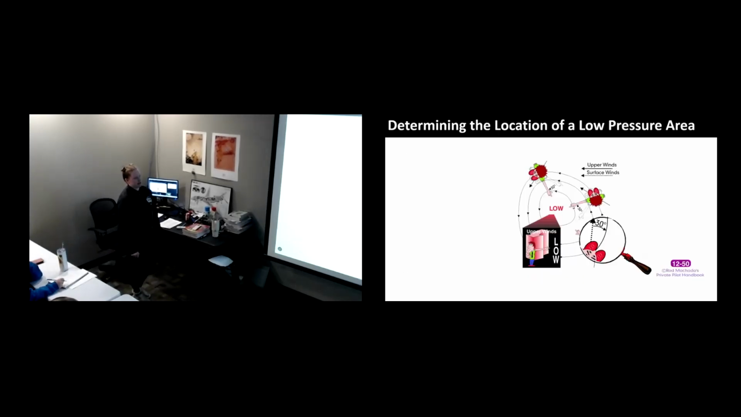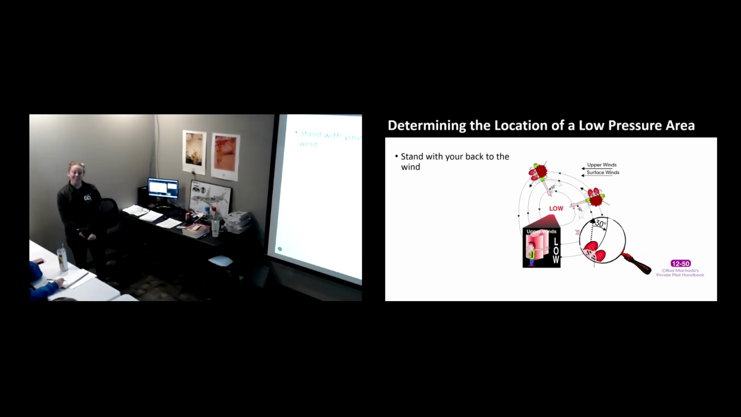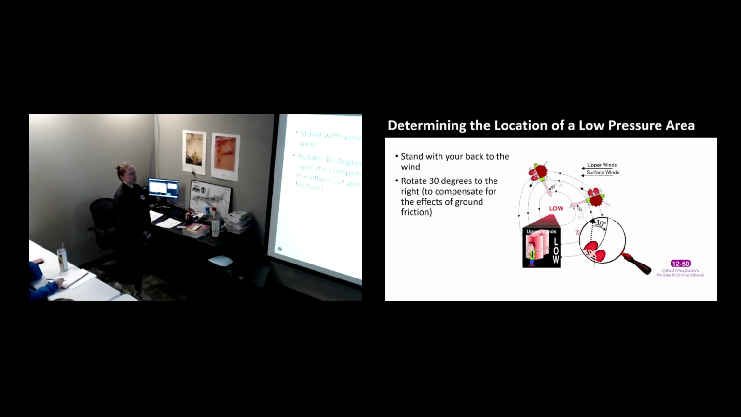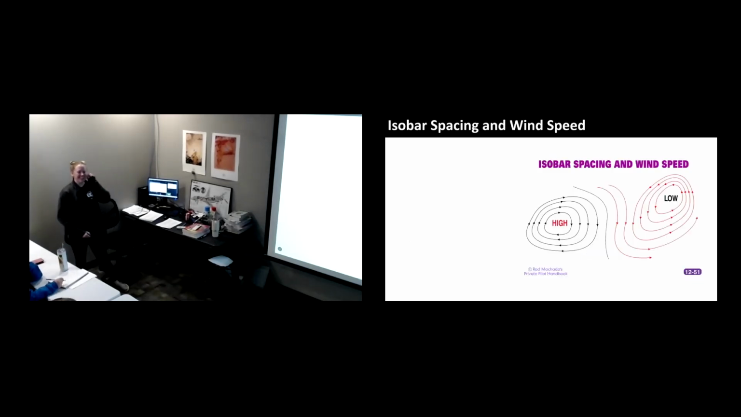Nor will there be questions on it. Determining the location, if you really wanted to, of a low pressure area. I've never done this. You could stand with your back to the wind, rotate 30 degrees to the right to compensate for the effects of ground friction. Your left hand will point in the direction of the low pressure system. Fun fact. I've never done it, never have to do this, but if you were curious, you can.